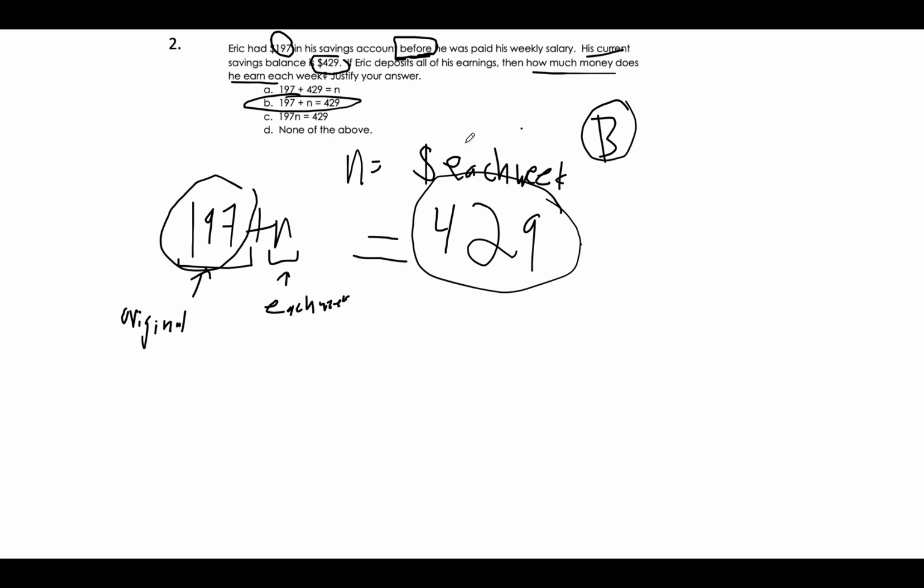So we have a variable n that's given to us right in the problem. And n is going to be the amount of money he earns each week. We know it because it says how much money does he earn each week. We're trying to find that. So that's what we're going to set our variable n equal to.